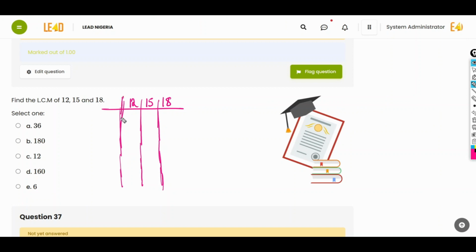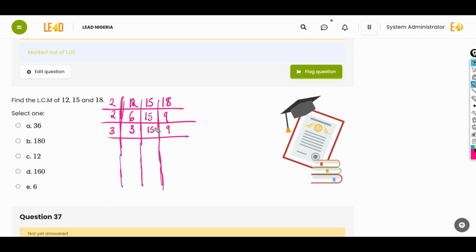All right, so I can use 2. I would have 6. I'll have 15, and I'll have 9. Okay, so we put down 15 because 2 can't divide 15, right? I will use 2 again. I'll have 3, 15, still put down 9.